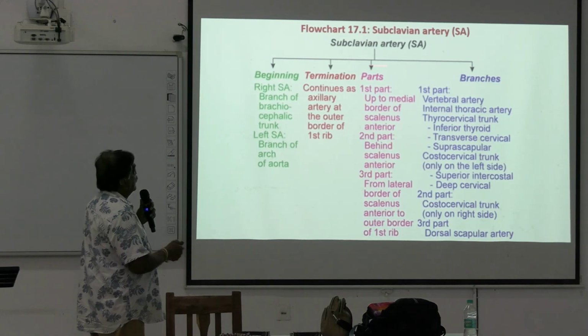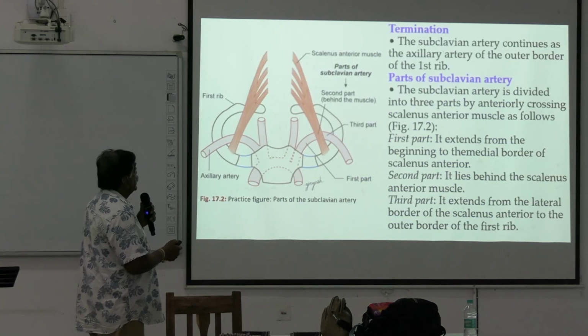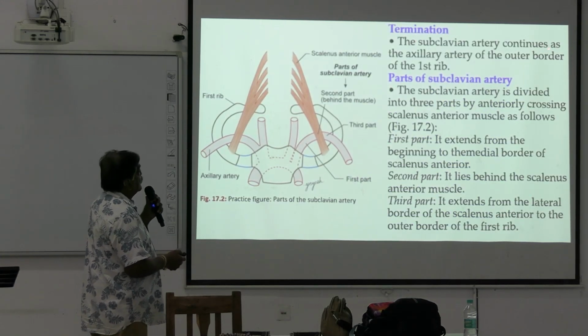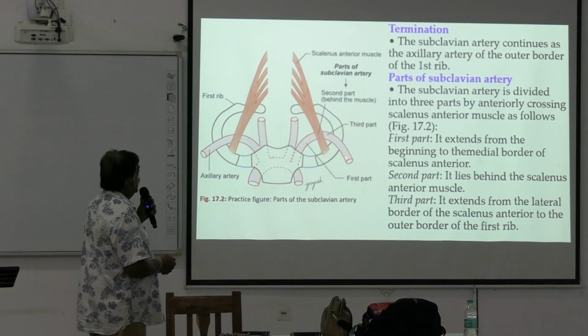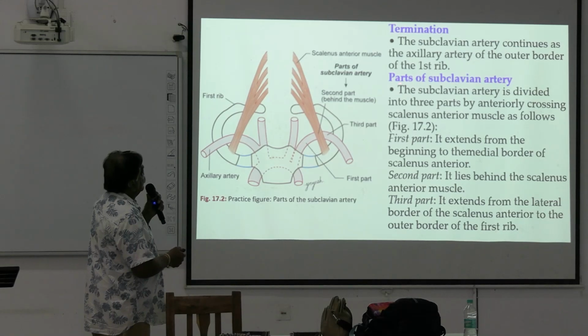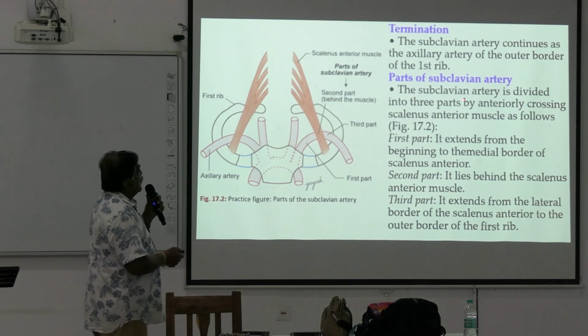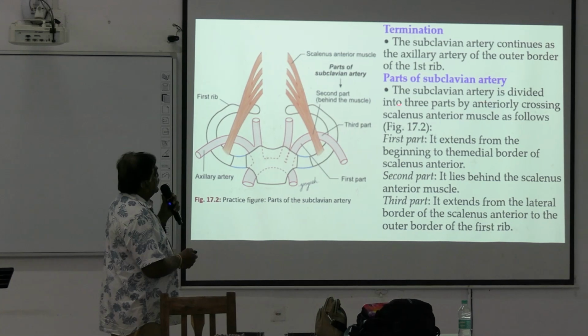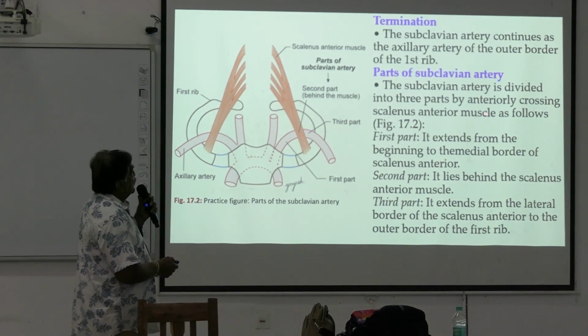Now, this is the flow chart. This is the termination. The subclavian artery continues as the axillary artery at the outer border of the first rib. This is the first rib, and at its outer border the subclavian artery continues as the axillary artery.